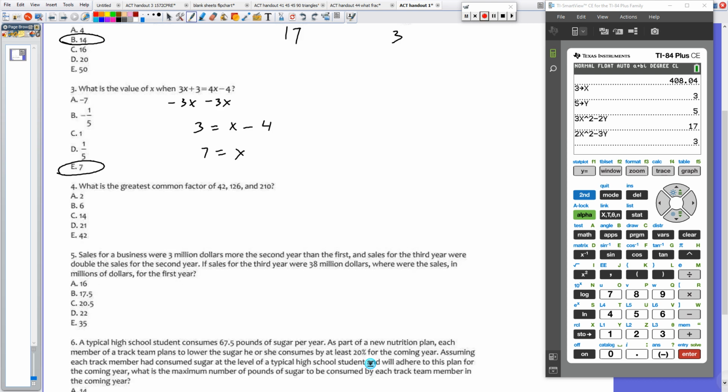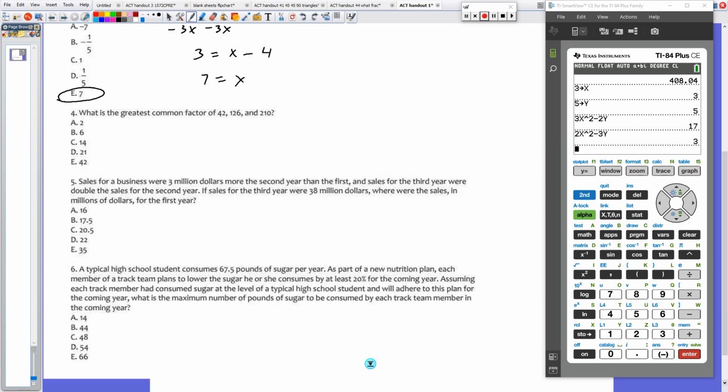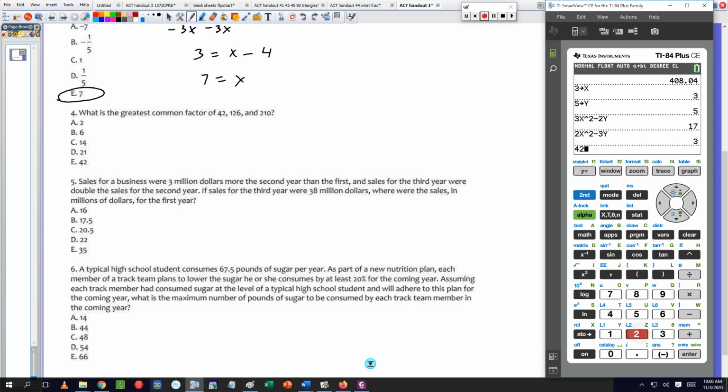What is the greatest common factor of the numbers 42, 140, 126, and 210? The greatest common factor is the largest number that will go into those. Okay? So I'm going to start here with the largest one and see if that works. I believe we know 42 will go into 42. So what I'm doing is I'm taking and dividing each of these by 42. And if they all work, and since 42 is the biggest, it works.